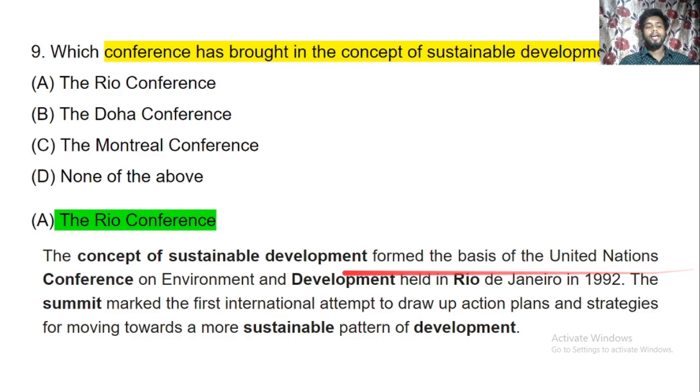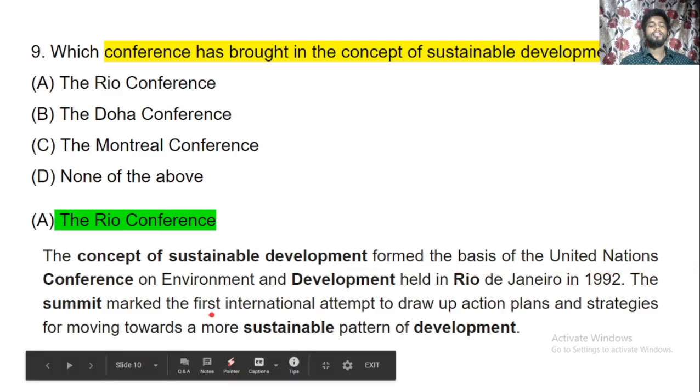The summit marked the first international attempt to draw up an action plan and strategy for moving toward a more sustainable pattern of development. Now next question: which one of the following is not an aim of social policy?